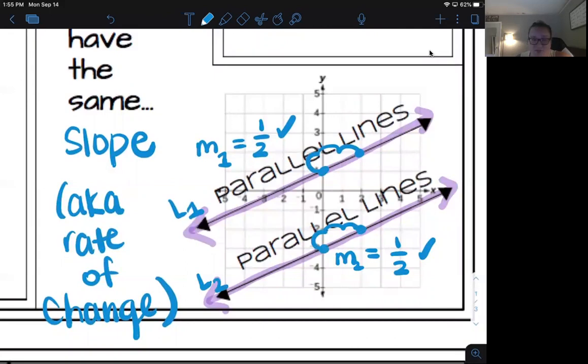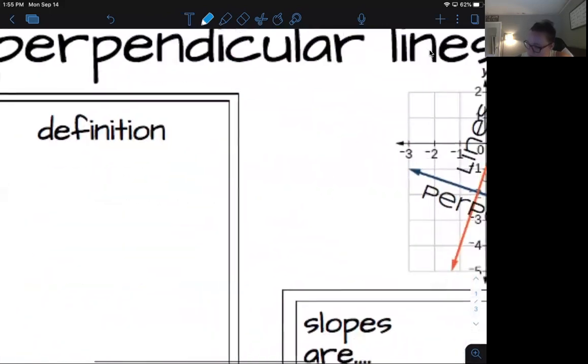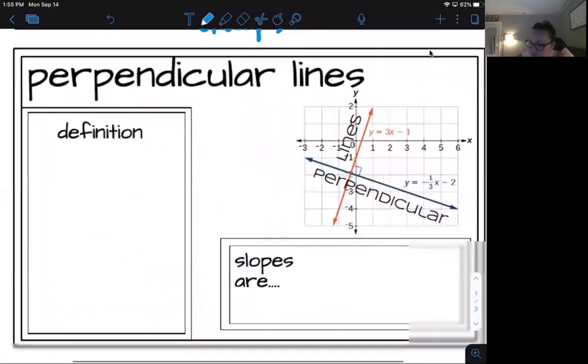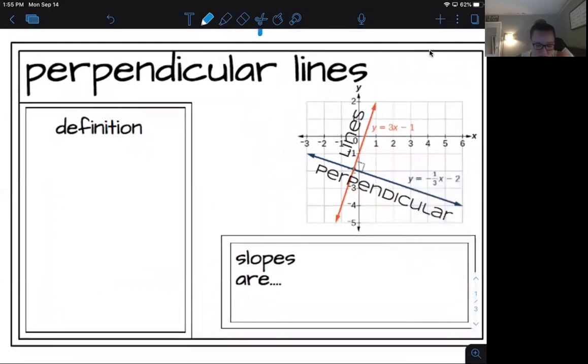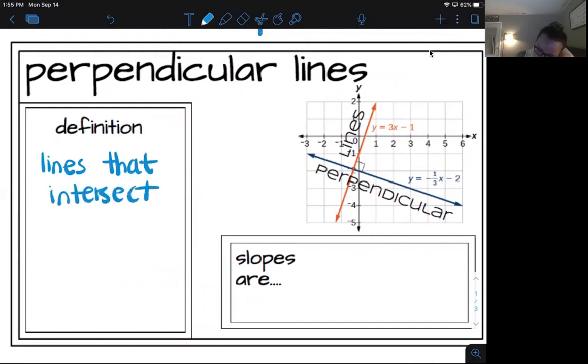Let's move on to perpendicular lines. Perpendicular lines are lines that intersect at a 90-degree, or right, angle.